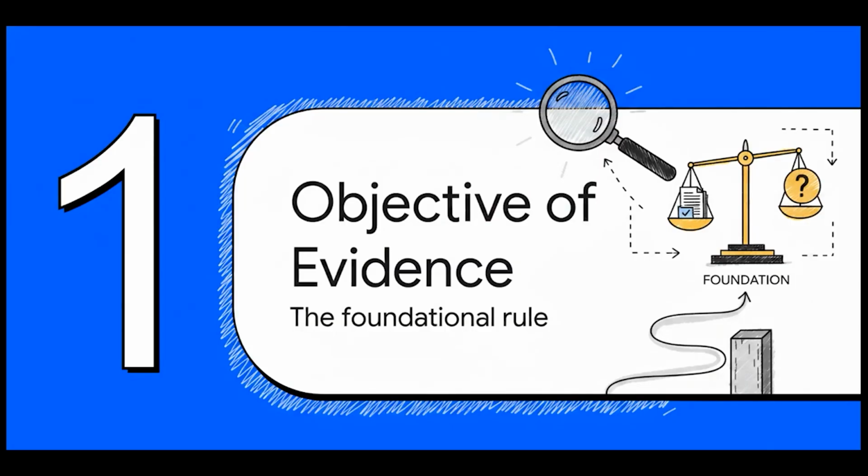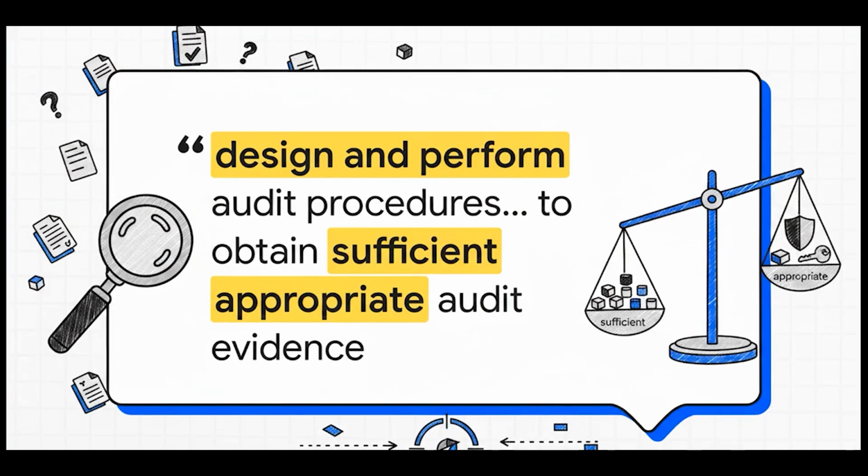Okay, Section 1. The objective of evidence. This is the foundational rule. What's really interesting about the specific language used in ISA 500 is how it frames our entire job. It literally states the auditor's objective is to design and perform audit procedures in such a way to enable the auditor to obtain sufficient, appropriate audit evidence to be able to draw reasonable conclusions on which to base the auditor's opinion. Notice the two absolutely crucial words there, sufficient and appropriate. Obtaining evidence that hits both of these marks is the entire core mission of your fieldwork.